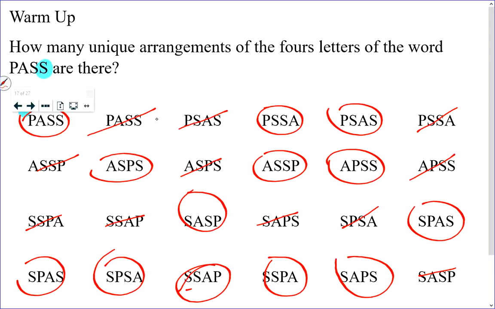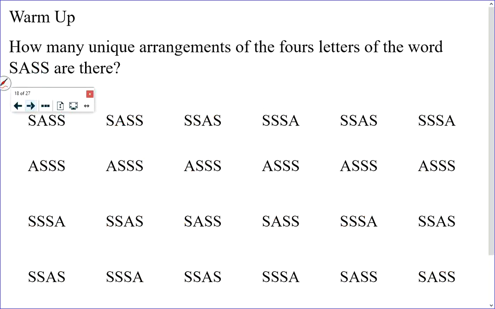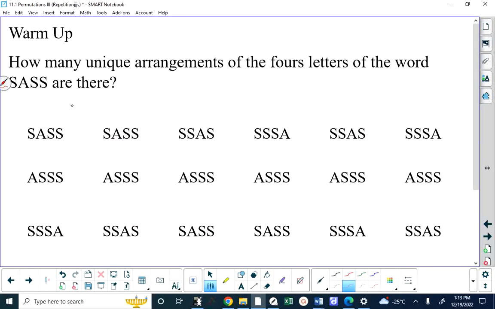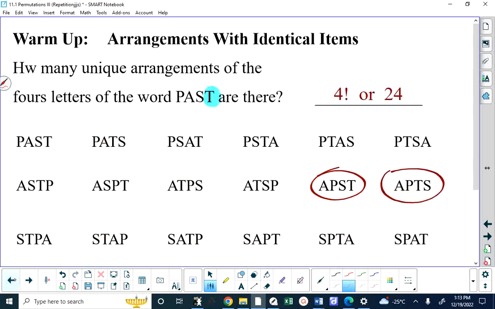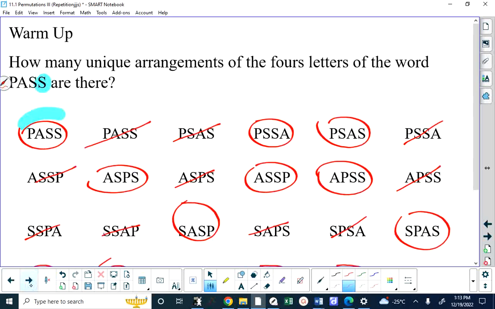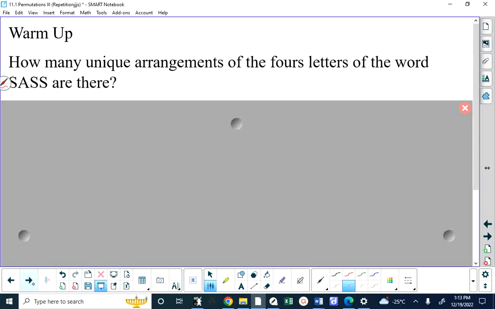Now, what happens? We went from past to pass. What happens if we go to SAS? So if you take a look at the word here, we're going from past, P-A-S-T, then we have pass, P-A-S-S, and now I'm changing it to SAS, S-A-S-S. Now we have 3 of the items that are identical.